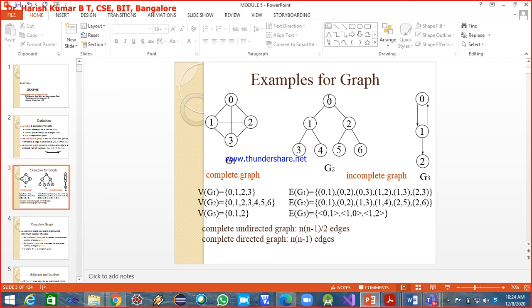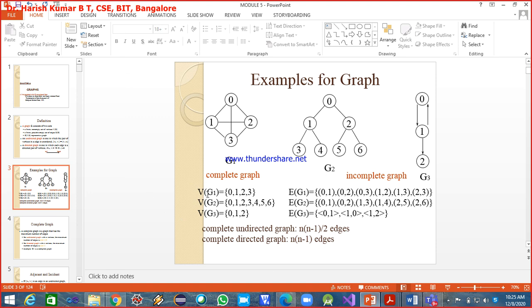The other two examples shown here, G2 and G3, are incomplete graphs, because you will not find a path from each node to every other node. For example, 0 is connected only to 1 and 2, and 1 is connected only to 2 and 3. So there exists a path, but a direct path is not there. You have to take a longer path to reach some nodes. This is an incomplete graph, because from every node there is no direct path to every other node. Similarly G3 also.